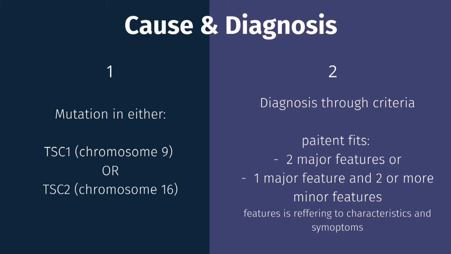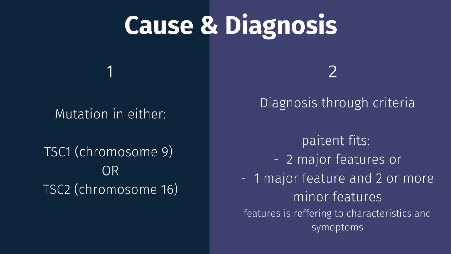Tuberous sclerosis, also known as TSC, is caused by a mutation in either the TSC1 gene, which is found in chromosome 9 and accounts for 10 to 20% of patients, or a mutation in the TSC2 gene found in chromosome 16 and that accounts for 70 to 90% of patients. So to diagnose someone with tuberous sclerosis, you can look at either of these two genes, and if there's a mutation, then it is a definite diagnosis.